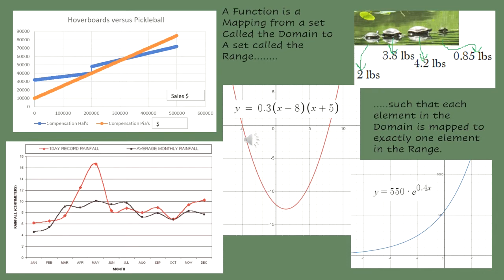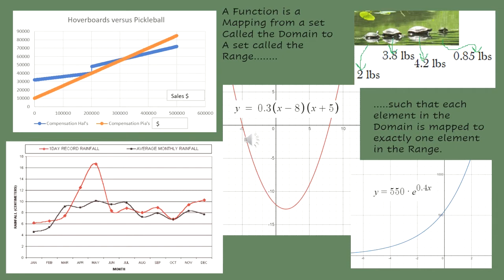Then we've got another example function where we're mapping a little set of turtles to their weights. So again, the domain would be the set of turtles, so their names, or if we numbered them, their numbers. And then we have two generic functions that are identified just by some formulas. And both of these functions happen to have domain, the set of all real numbers, and different ranges.